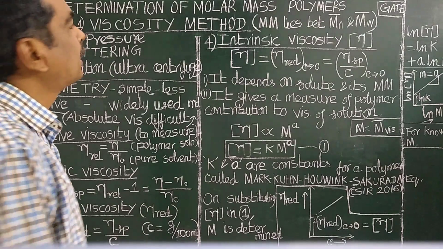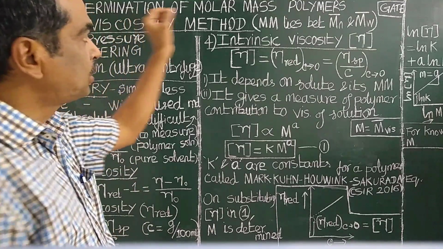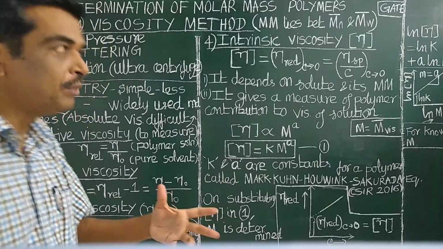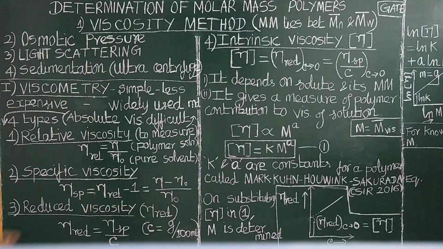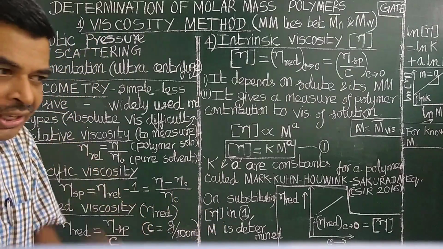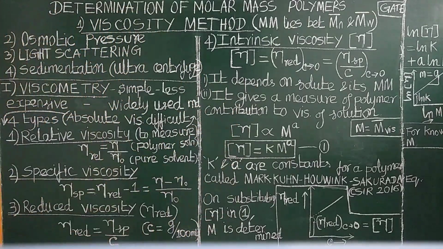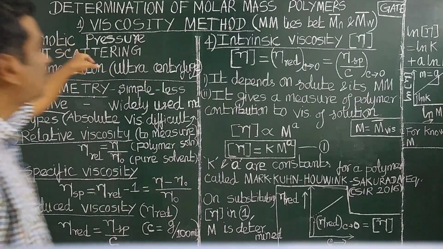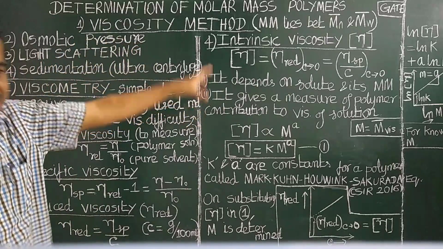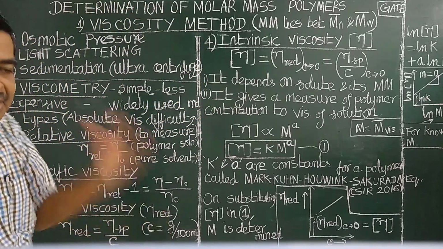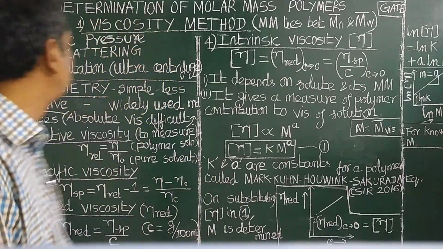Good morning. Let us see today the determination of molar mass of polymers or macromolecules, DNA, protein, etc. There are four methods commonly used for the determination or measurement of molar mass of polymers. They are the viscosity method, osmotic pressure method, light scattering method, and the fourth one is the sedimentation method or ultracentrifuge method.